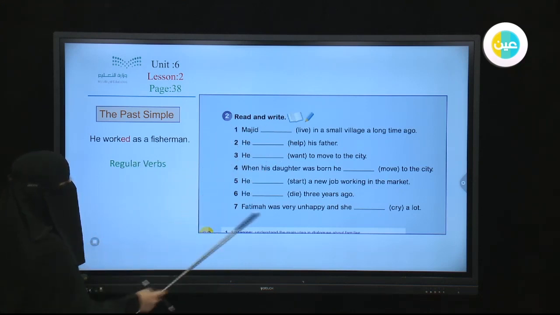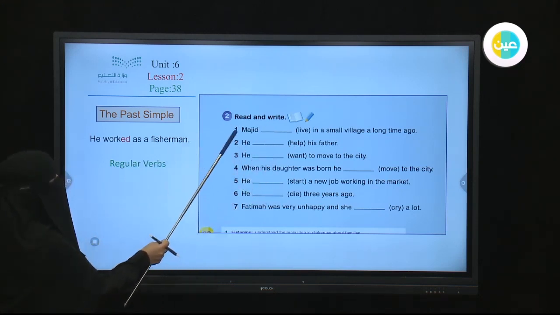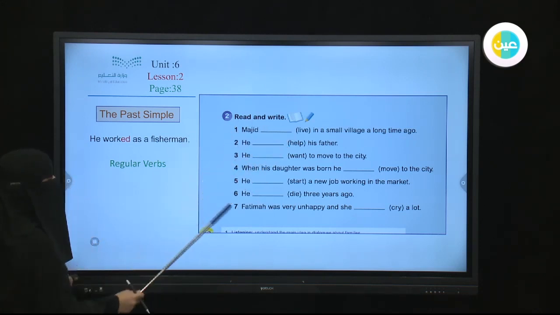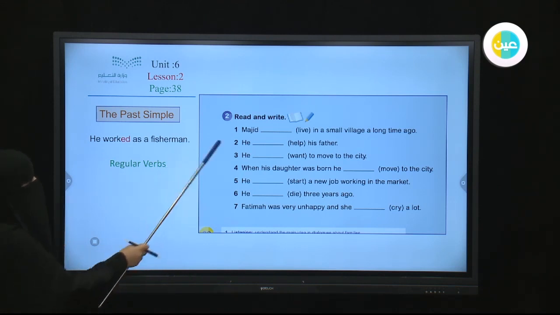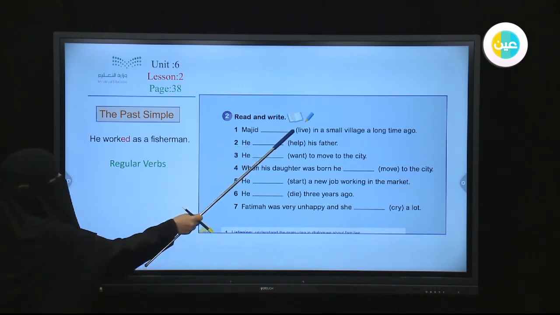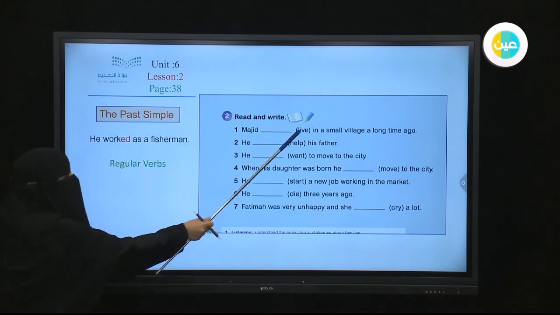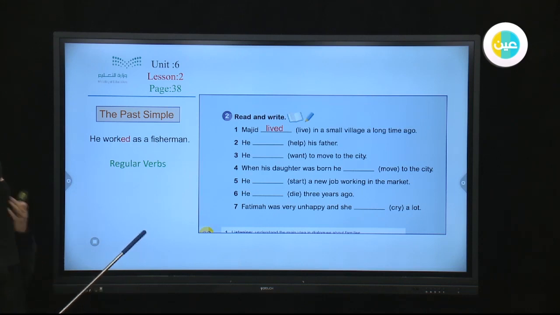We want to change the sentences into the past. Let's start with number one, Majid, and the verb live. This is talking about the grandfather. So you can write your own sentences talking about your grandfathers and grandmothers. Okay, let's start with number one, Majid. How can I change it? This is a regular verb. I add the ed, and we have the e already in the verb, so we just add the d.